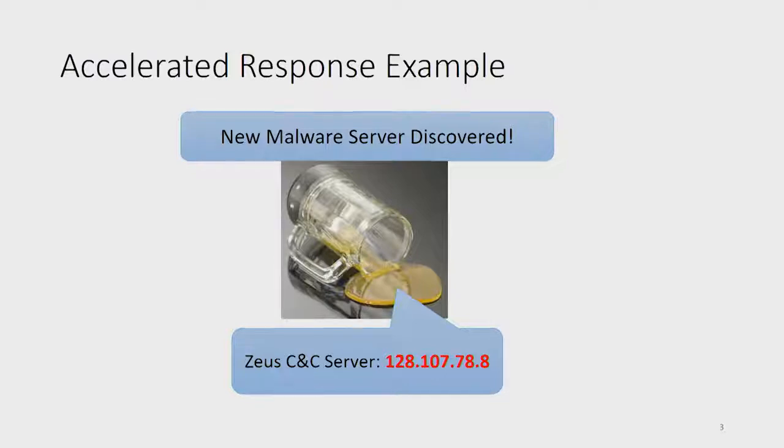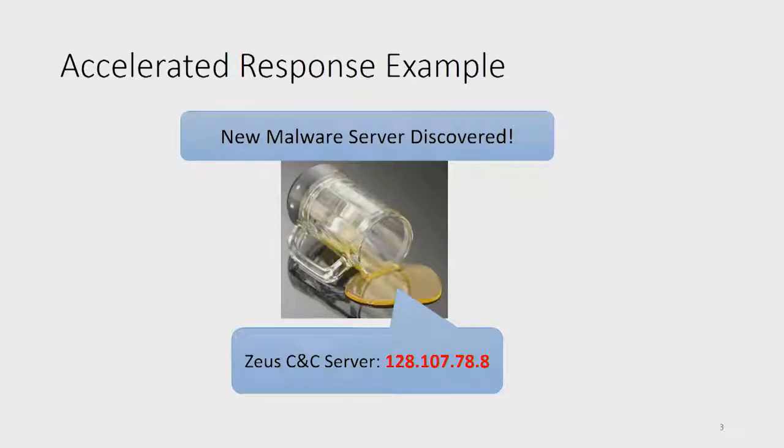To show how to do an accelerated response with Stealthwatch, I'm going to walk through an example. I'm going to give you a free IOC, this one. This is a new Zeus command and control server just discovered in the world, 128.107.78.8. It's my own command and control server. I have set it up, and I've infected a host with it.